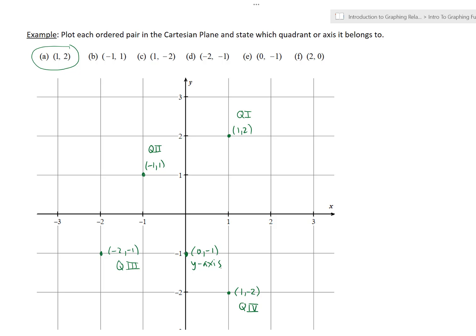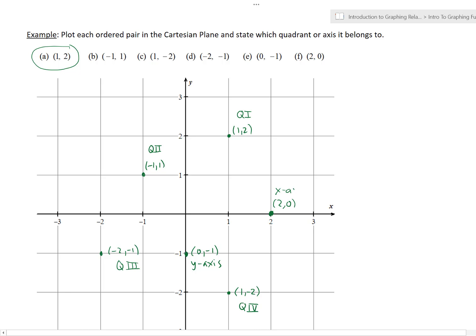Finally, part F, we're going to plot the point (2, 0). That means we move 2 units to the right from the origin, but then we do not move up or down since the output, the y value, is 0. So that point right here, (2, 0), is located on the x-axis.